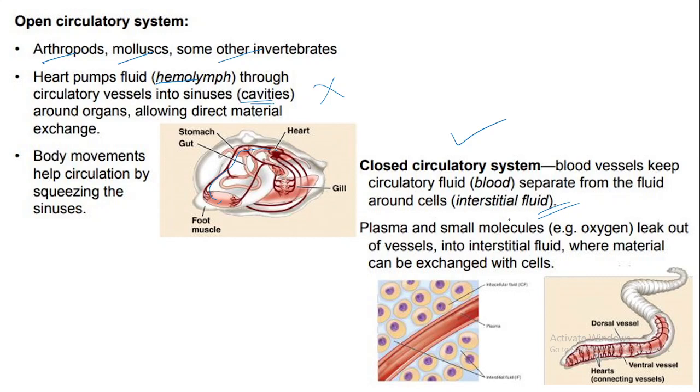We find closed circulation in annelids and in vertebrates. All the vertebrates and chordates. Chordates include the other classes, hemichordates, urochordates, and cephalochordates, and after them the vertebrates are also exhibiting closed circulatory system. All right, I hope this is clear to you.